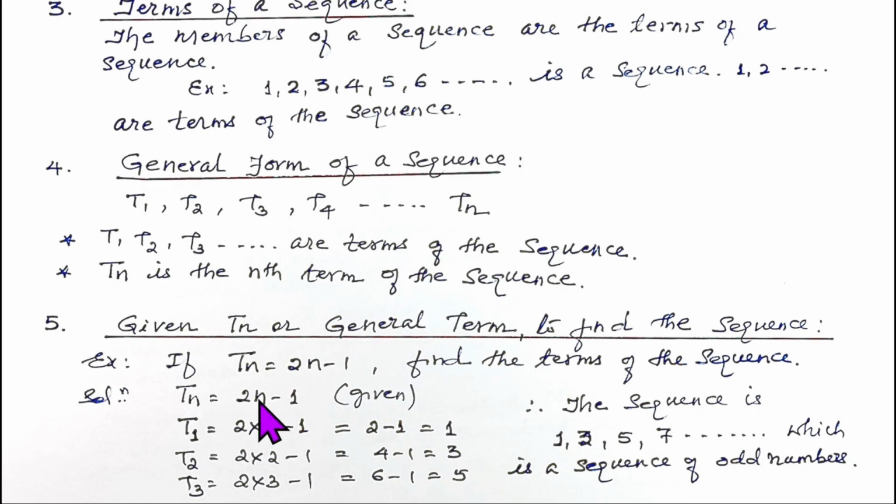Put n is equal to 3 here. 2 into 3 is 6 minus 1, that is 5. So like that we can find out the terms of the sequence. The terms of the sequence are 1, 3, 5, 7 dot dot dot, which, as is very clear, is a sequence of odd numbers. So like that, whenever we are given the nth term, we can find out all the terms of the sequence.